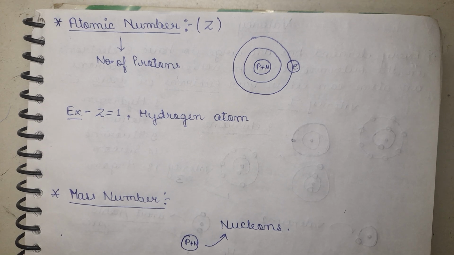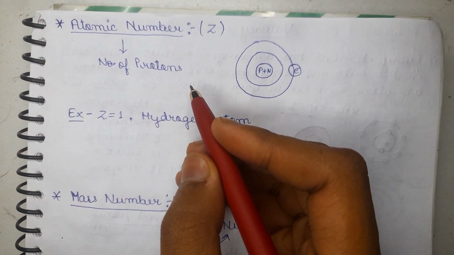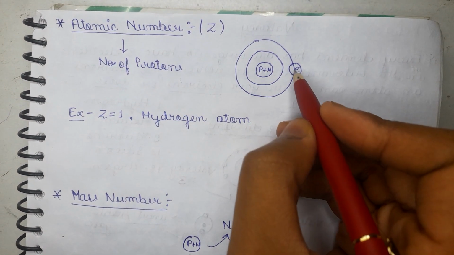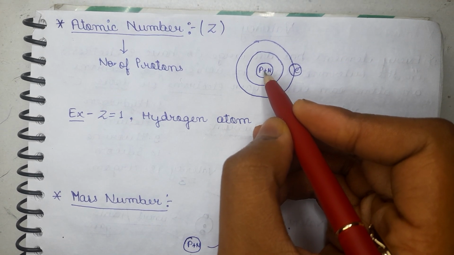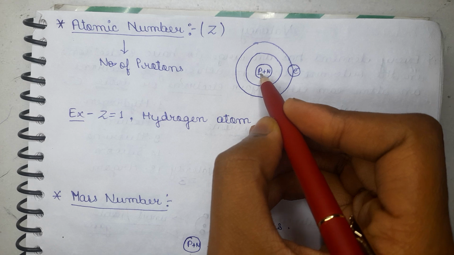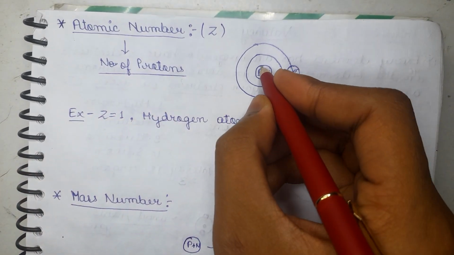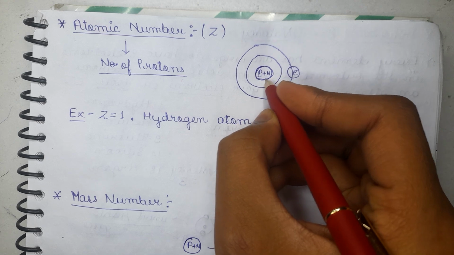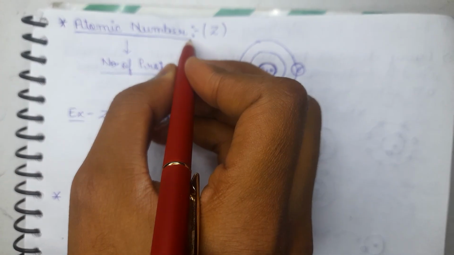Hello everyone, in today's video we are going to explain the atomic number of an element. First of all, what does atomic number mean? It means the protons that are present. We all know that in the nucleus there are protons and neutrons. It is the number of protons present in an atom. The number of protons present in the nucleus is the atomic number of an atom.